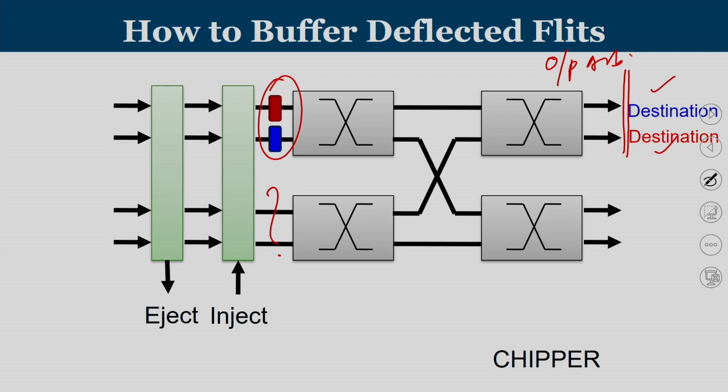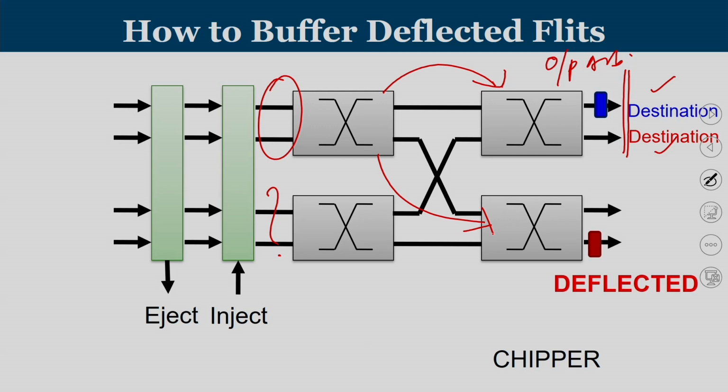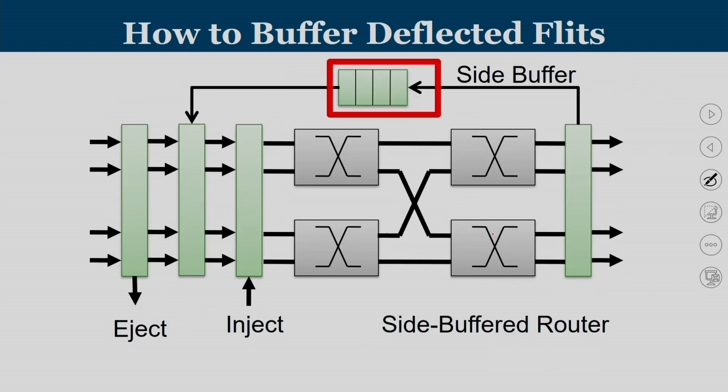But because of the structural connection, only one of them will be permitted to this arbiter and the second one has to be given to the other arbiter. So, this leads to an unnecessary deflection. Let us say the red is coming down here and the blue is going down there, and unnecessarily the red flit is going to be deflected. So, can you get rid of this scenario?